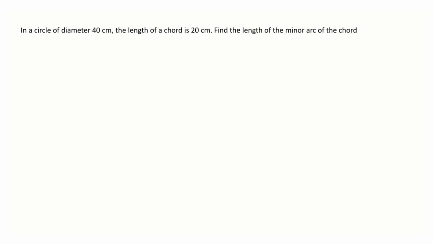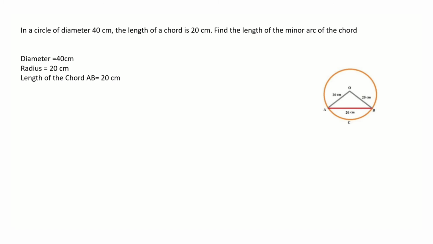Next question. In a circle of diameter 40 centimeter, the length of the chord is 20 centimeter. Find the length of the minor arc of the chord. Given that the diameter is 40 centimeters, radius will be half of the diameter, that is 20 centimeters. Also given, the length of the chord is 20 centimeters. So, we get the triangle AOB to be an equilateral triangle.